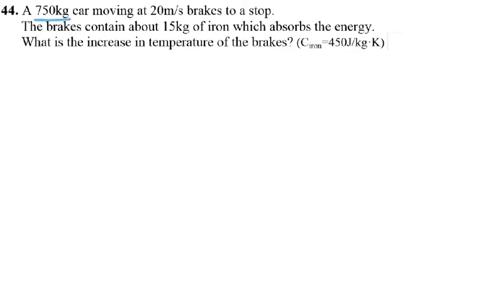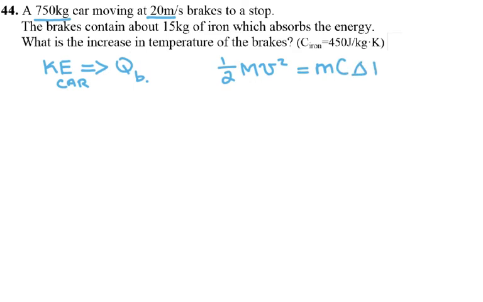In this question, I have a 750 kilogram car moving at 20 meters per second, and it applies the brakes to stop. So the car had kinetic energy and it loses the kinetic energy. I'm going to assume that all that kinetic energy is going to go into the heat energy of the brakes. So this was for the car and this is the brakes. The kinetic energy of the car is 1/2 mv squared, where m is the mass of the car. On the other side, I'm going to have the heat of the brakes. The mass is different, not the same as it was in the bullet. So I have m of the brakes, c, and delta t.